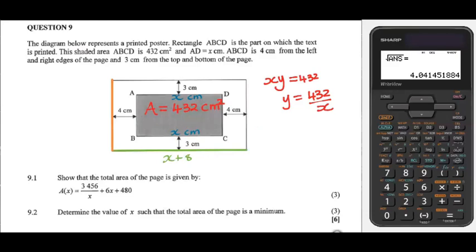So the orange is 432 divided by x plus 3 and 3, plus 6. So we've got 432 over x plus 6. We take the orange and also take the green, and we multiply them together to give us the area for 9.1.